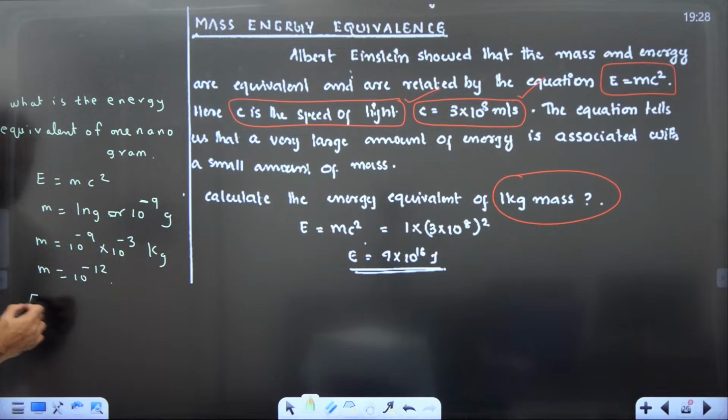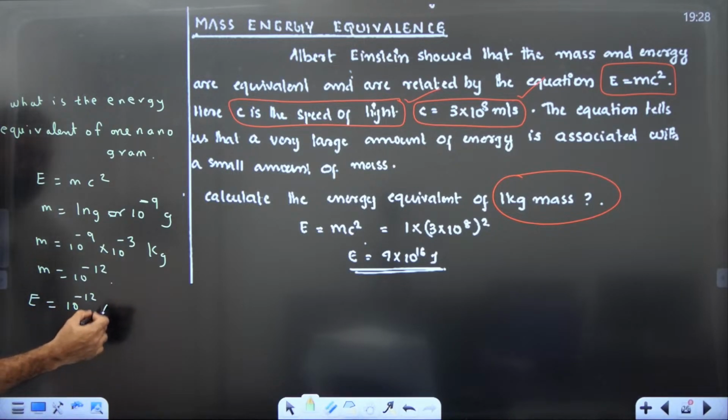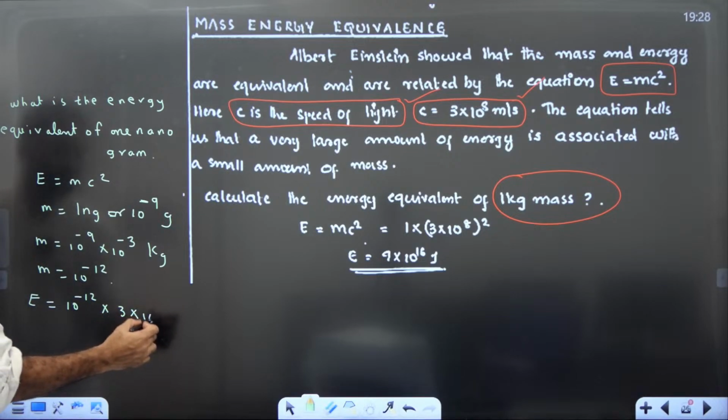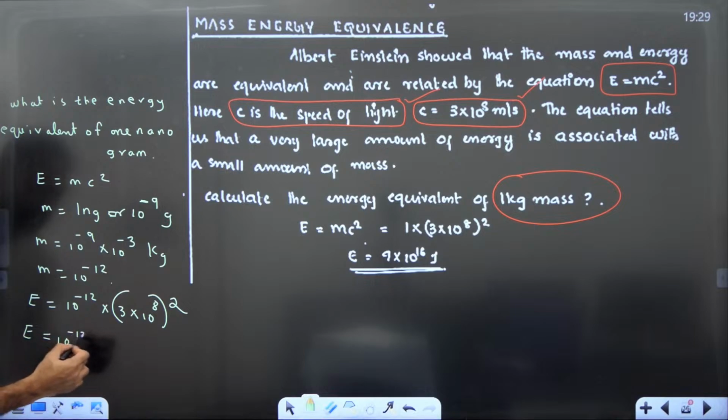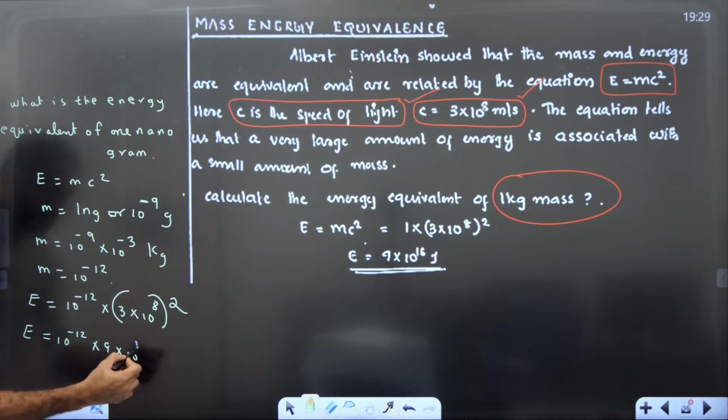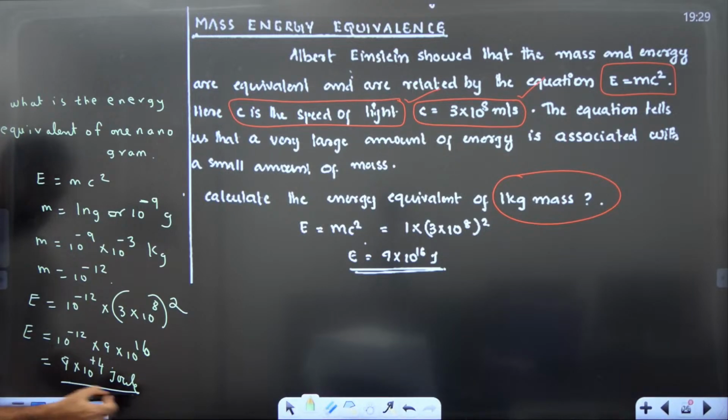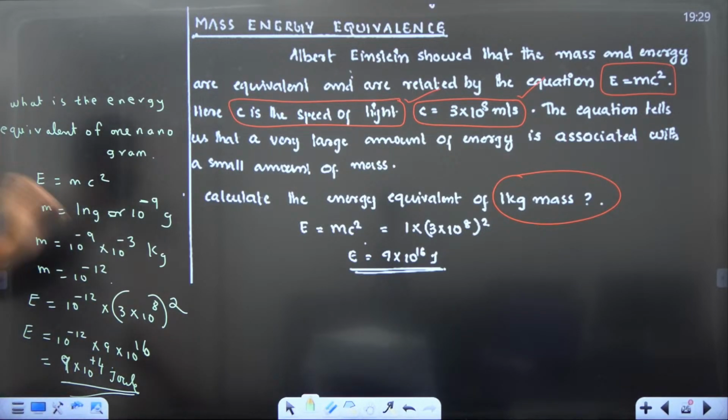So E equal to what? 10 raised to minus 12 into 3 into 10 raised to 8, squared. What is the answer? E equal to 10 raised to minus 12 into 9 into 10 raised to 16, which is 9 into 10 raised to plus 4 joule. This is the energy equivalent of 1 nanogram. Please note down the energy equivalent of 1 nanogram and of 1 kilogram. What is Albert Einstein's mass energy relation? Energy and mass are interconvertible.